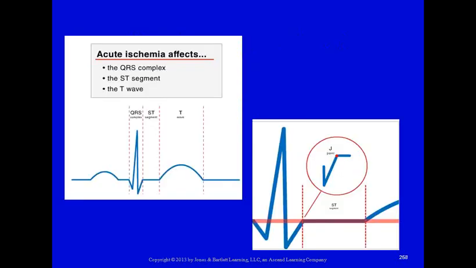Now, heart tissue that is ischemic, that isn't getting a good oxygen supply, that is excitable, acute ischemia is going to affect the QRS complex, particularly the ST segment and the T wave. And when we measure ST segment depression or measure ST segment elevation, we have to do so from the J point. And the J point is this spot right here. That's the J point. It's at the end of the QRS. So we measure our ST segment elevation and ST segment depression, either above or below this isoelectric line, from the J point.